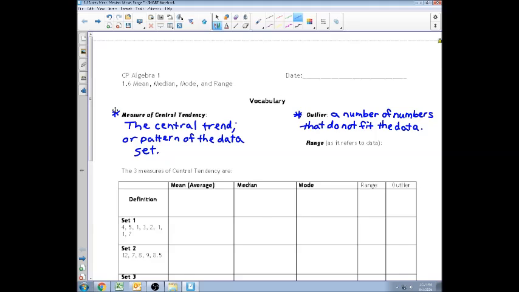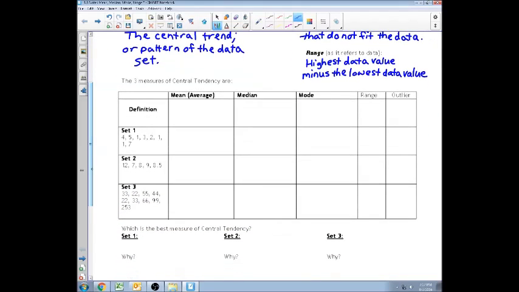The range, as it refers to data, is going to be the highest data value minus the lowest data value. All right, let's look at some examples. The three measures of central tendency are mean, or the average, median, and mode. We'll also look at some range and outliers in these problems.